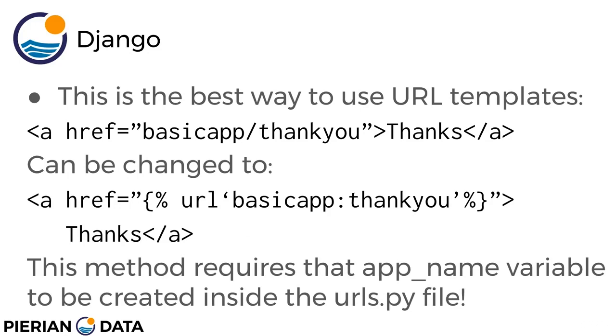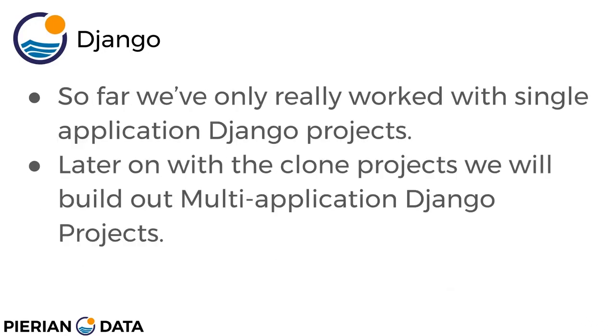You're going to be changing something that looks like href equal to basic_app/thank_you to look like this. Your URL template tag, and then in quotes, the name of your application, colon, and then the name of that view. And remember that this method requires the app_name variable to be created inside the urls.py file.